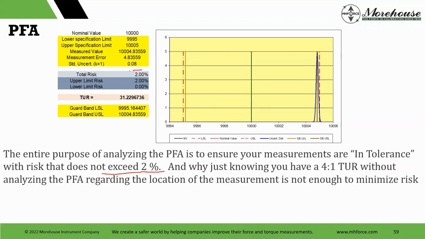Right, here's another scenario. I put this just to show it. This says my guard band can be 10,004.83. If I put that in here, guess what? This calculation puts me right at the 2% risk. And you can see that in the curve, this little bit that's hanging out.